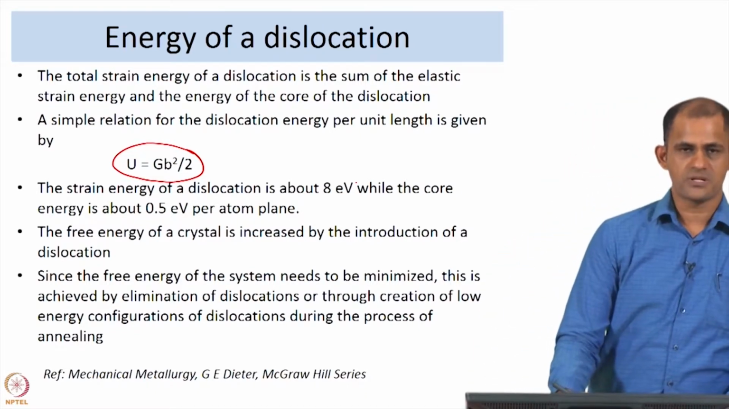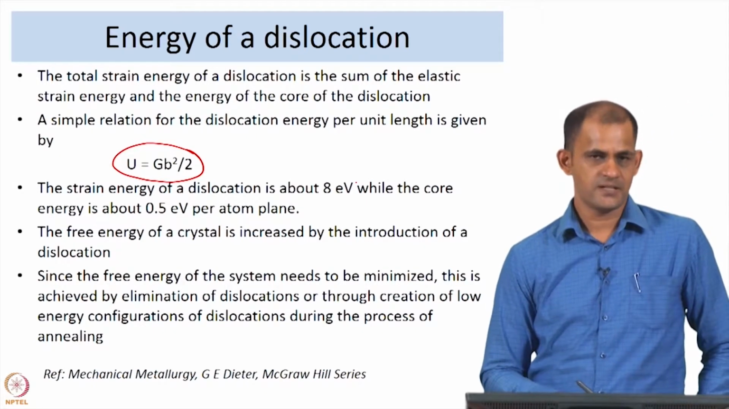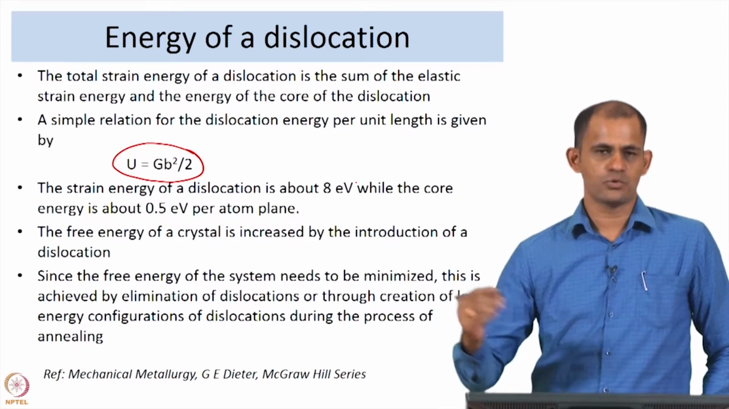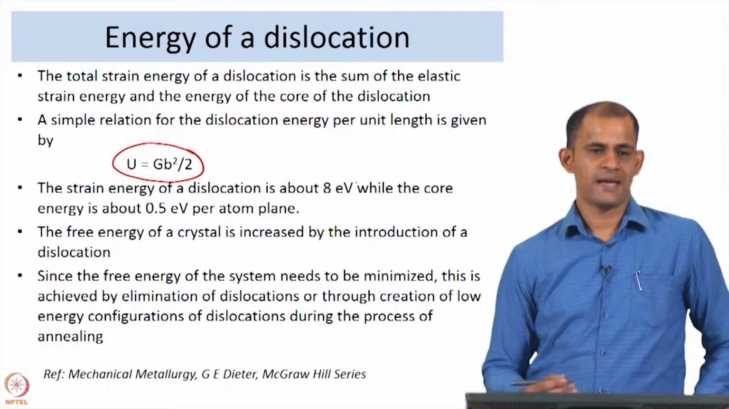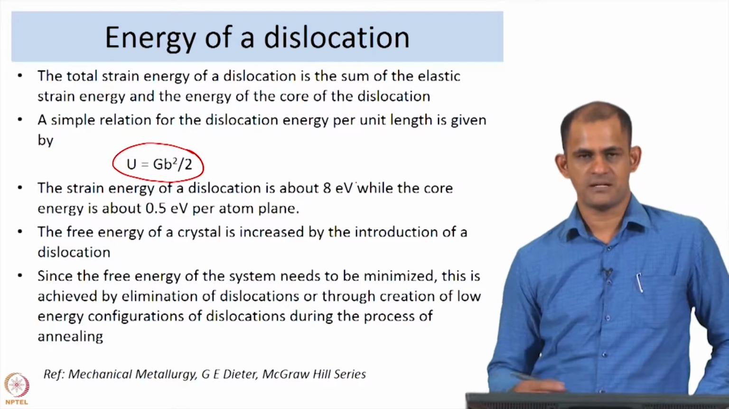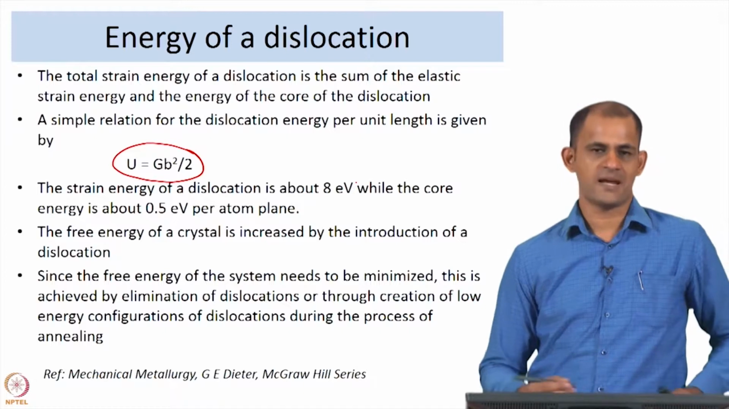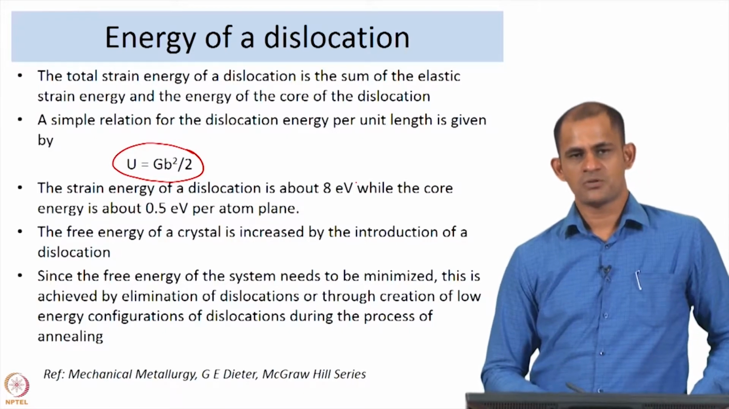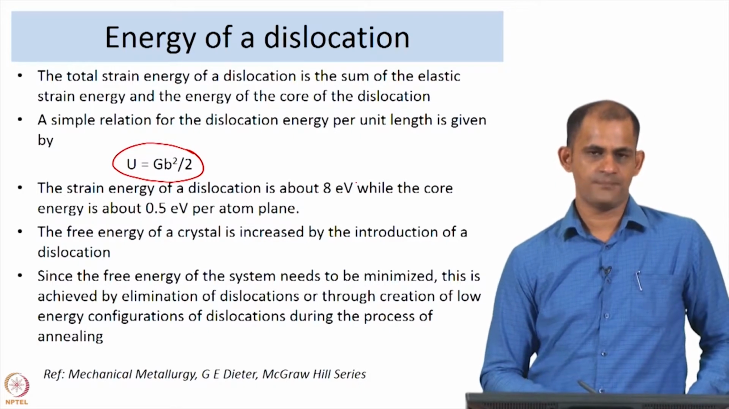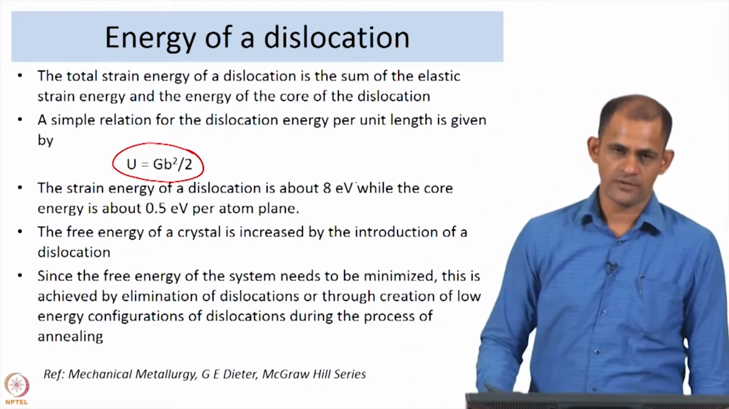In order to reduce the free energy of the system, dislocations start getting eliminated. The dislocations can get eliminated by moving from the interior of the crystal to the surface or by annihilating each other. If you have a positive edge dislocation and an edge dislocation of the other type, they may annihilate each other. That can lead to the removal or reduction of dislocations in the system, or dislocations tend to arrange themselves in certain configurations.